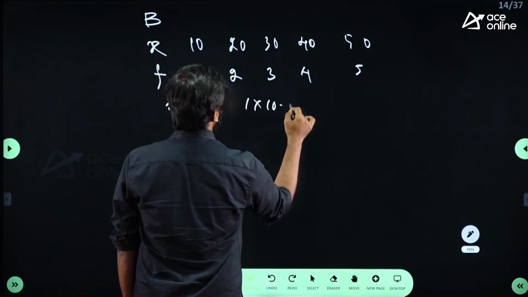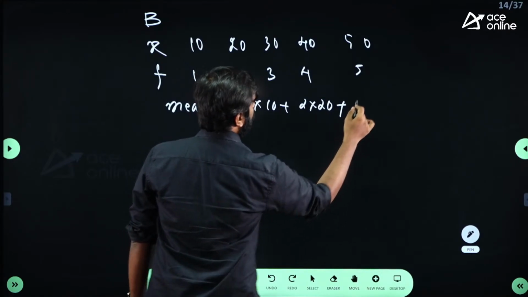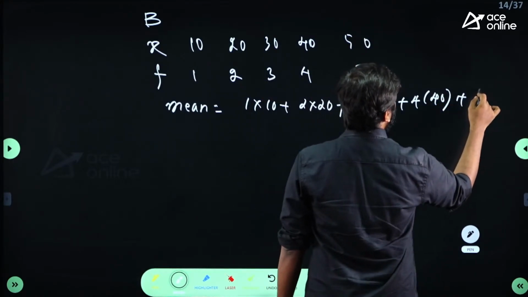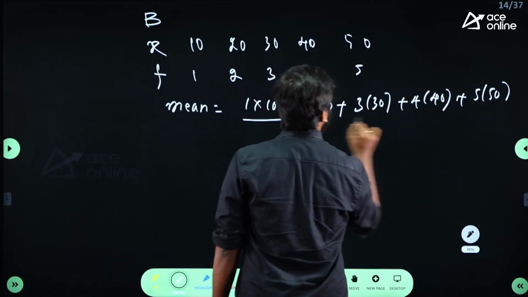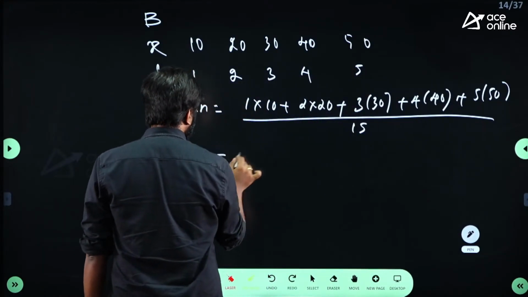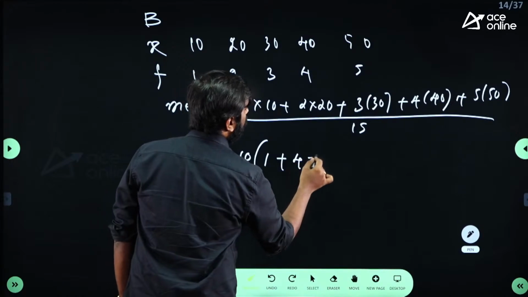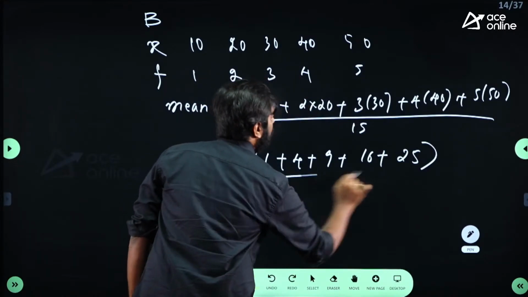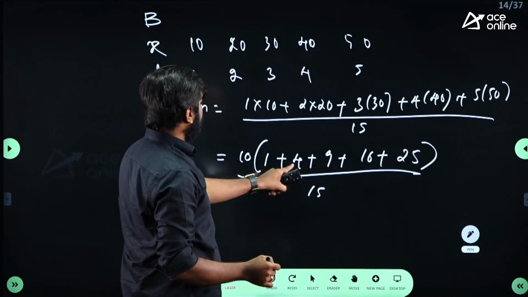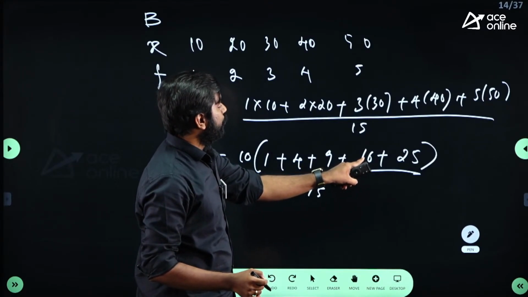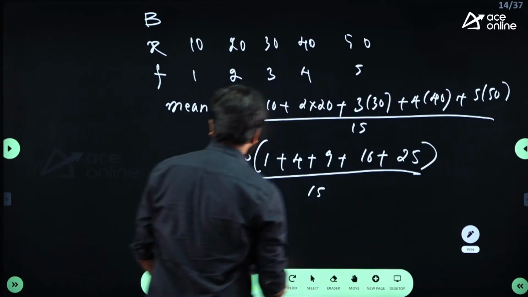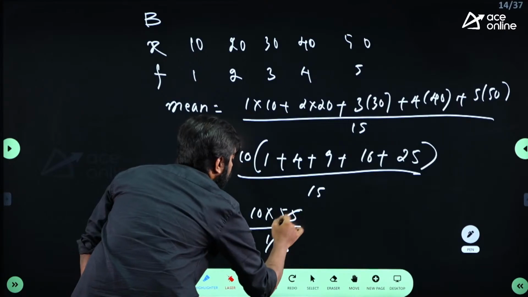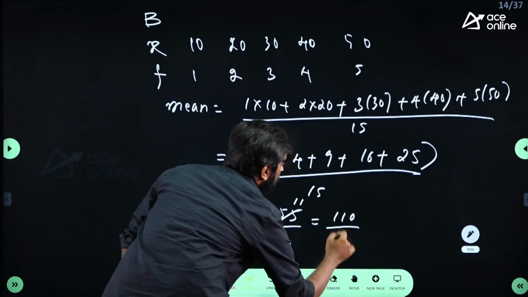It is 1 into 10 plus 2 into 20 plus 3 into 30 plus 4 into 40 plus 5 into 50, and then whole divided by 15 again. So you can take 10 out. If you take 10 out, what is left is 1 plus 4 plus 9 plus 16 plus 25, whole divided by 15. So how much is this? This is 5, 14, 14 plus 6, 20, 30, 30 and then 55. So this is 10 into 55 by 15, 5 3s are, 5 11s are, and this is 110 by 3.